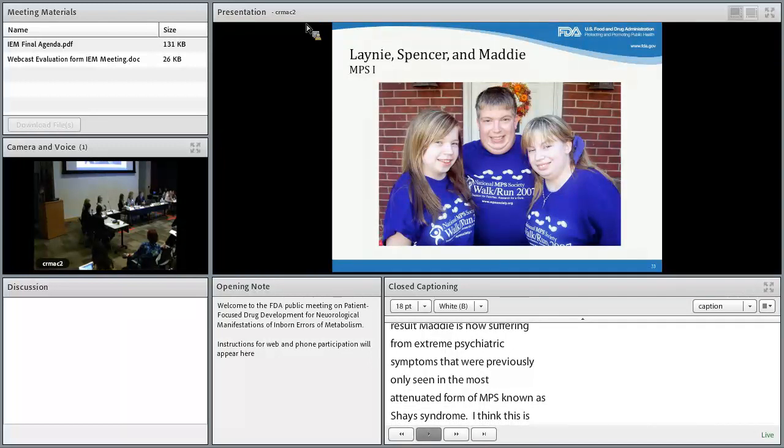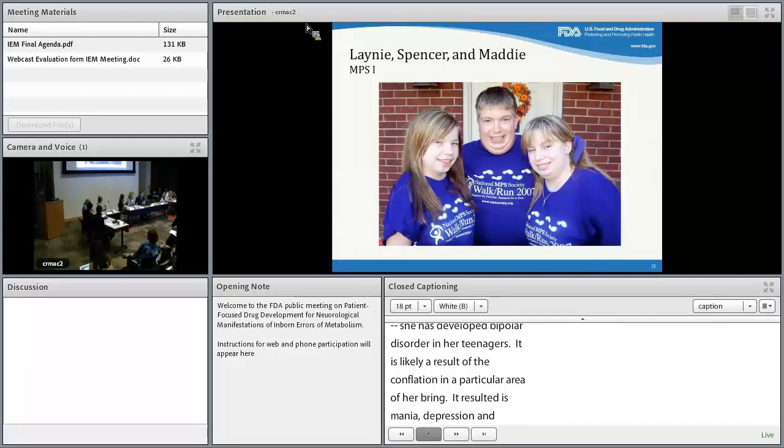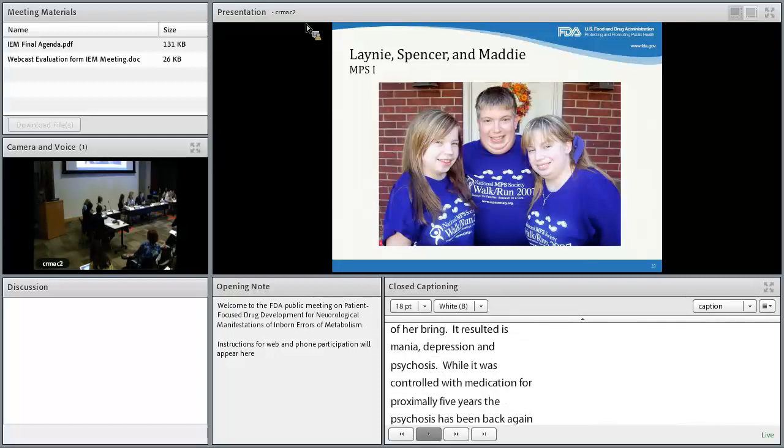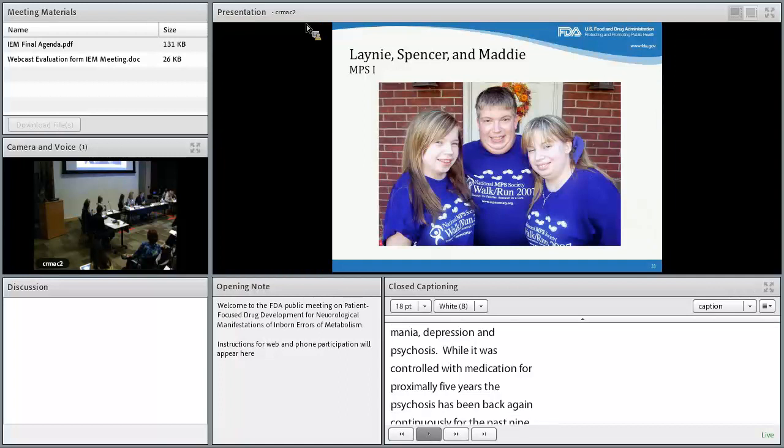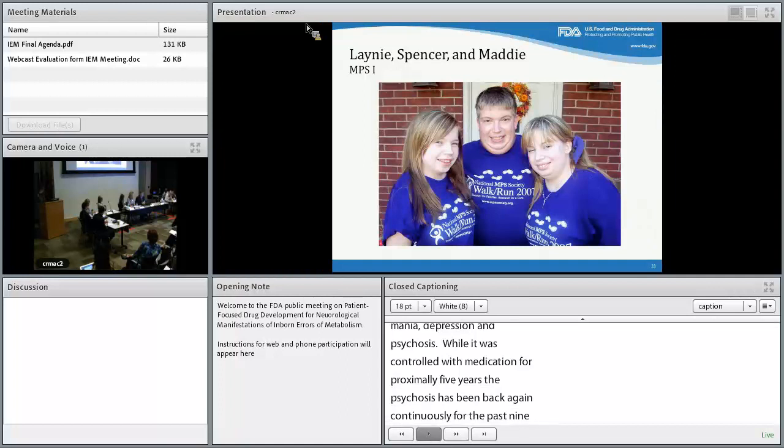She has developed what is being called bipolar disorder in her teenage years. It is likely a result of the GAG accumulation in a particular area of her brain. It presents itself as mania, depression, and psychosis. While it was more or less controlled with medication for approximately 5 years, the psychosis has been back again continuously for the past 9 months. She has been hospitalized with her symptoms, but normal psychiatric meds have been unable to control it.